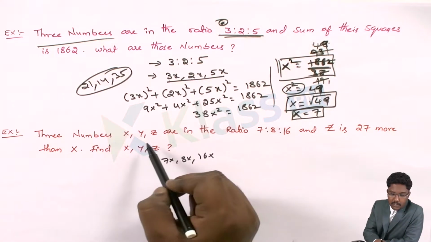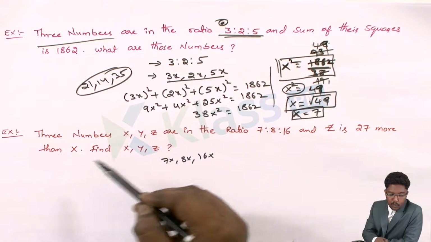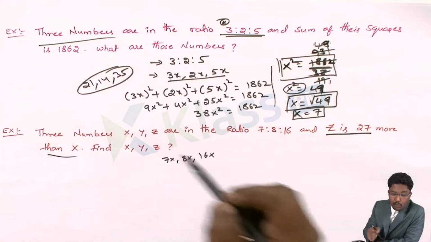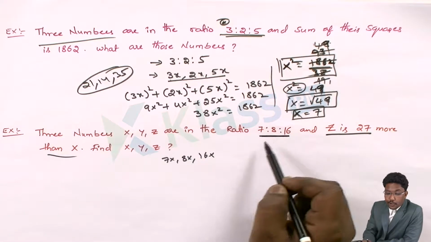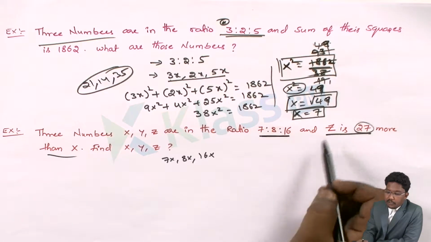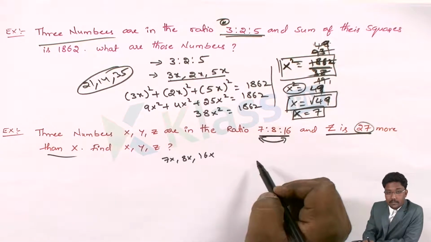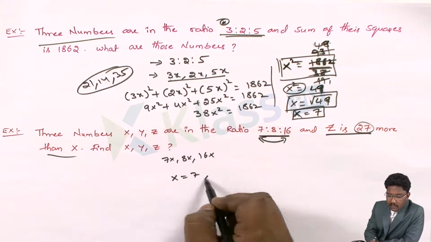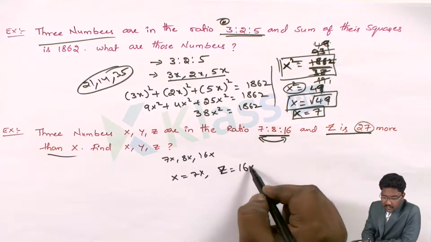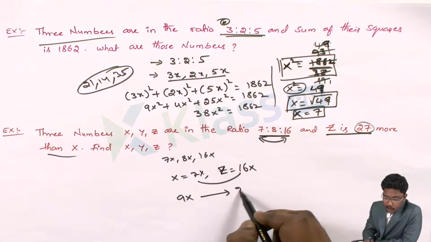Three numbers x, y, z are in the ratio 7:8:16 and z is 27 more than x. So in the problem he is mentioning z is 27 more than x. Okay, these are the ratios, not the values. But z is 27 more than x, and 27 is a value. But see, what is the difference between x and z? So x is 7, z is 16 in terms of ratios. Okay, 7x and 16x. Difference between these two is 9x. But according to the problem, 27.